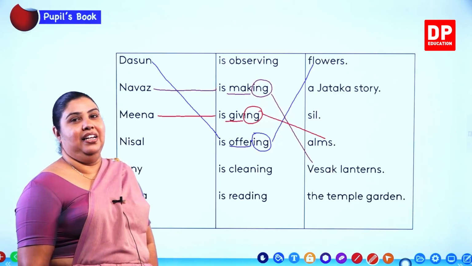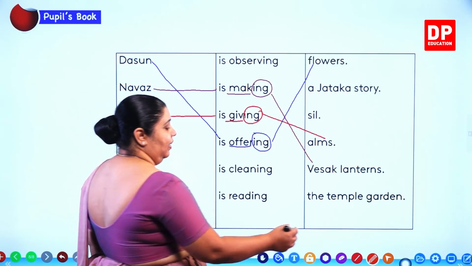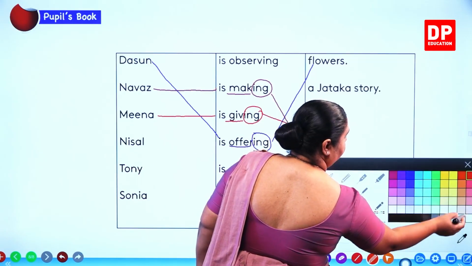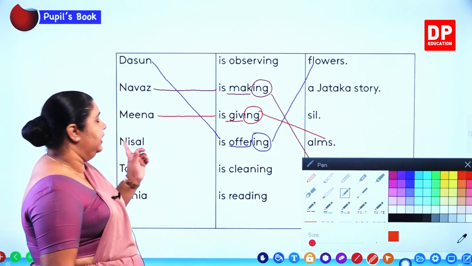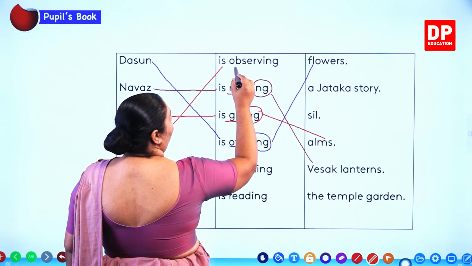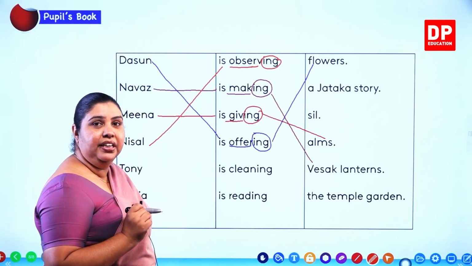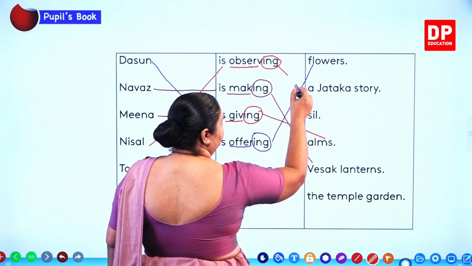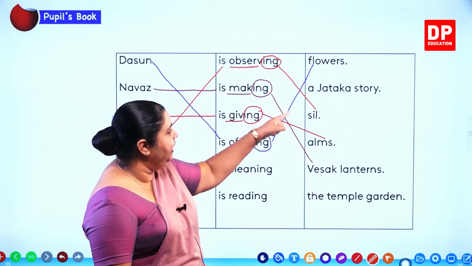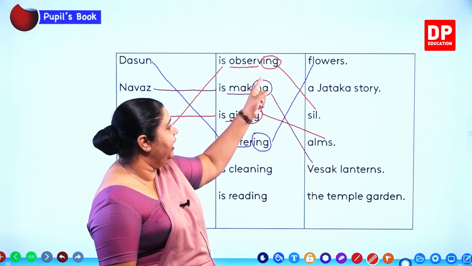Then next we have Nisal. What was Nisal doing? Nisal was observing sil. Right, we'll take this color. Okay, Nisal is observing. Nisal is observing what? Sil. We say observing sil for taking the precepts. Nisal is observing sil. Let's say this sentence again. Nisal is observing sil.